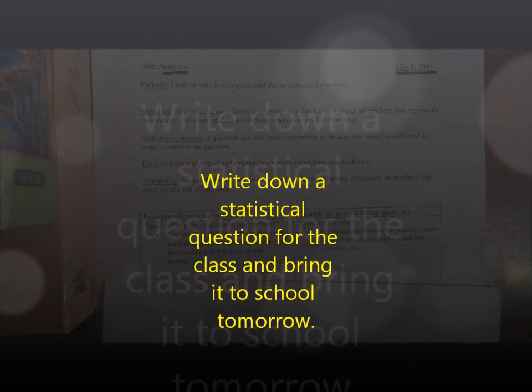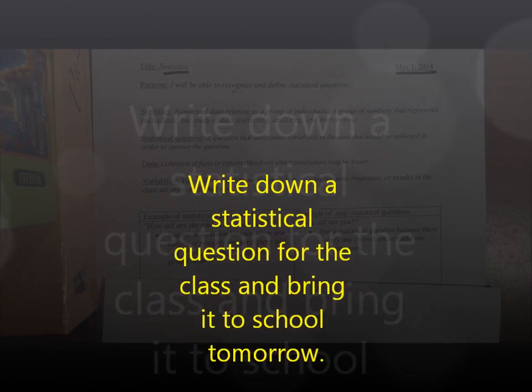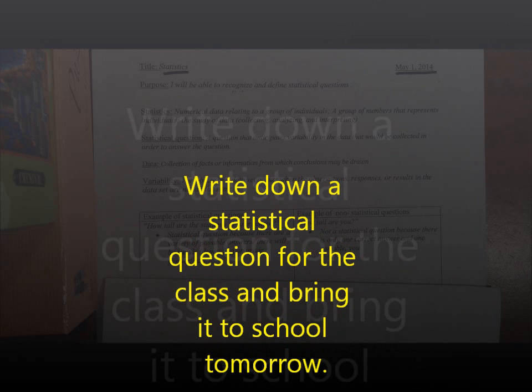Now that we've had some practice with statistical questions, I would like for you to write down a statistical question for the class. Write down this question on a piece of paper and bring it to class tomorrow. Remember, a statistical question is a question that anticipates variability in the data that would be collected in order to answer the question. So be sure that your question will get different responses depending on who you ask.